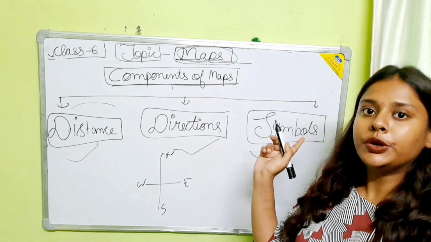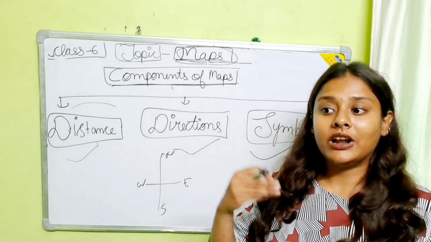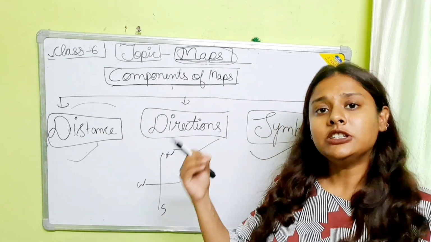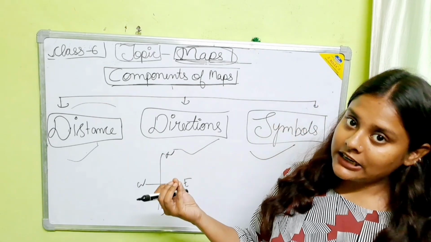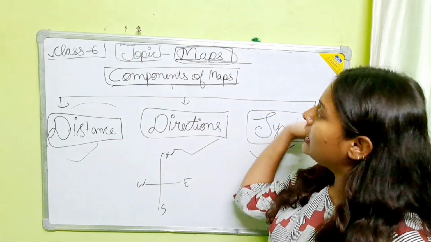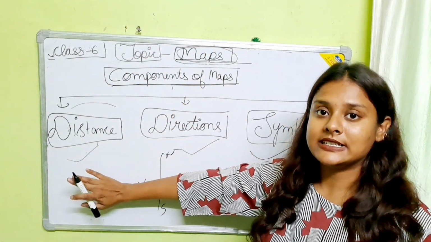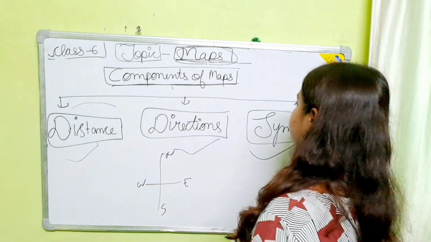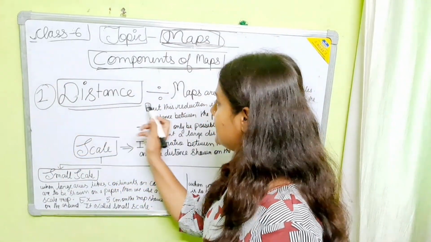I have shown you that in a map there are several symbols which show rivers, railway stations, metallic roads, non-metallic roads, everything can be shown through symbols. We are going to discuss symbols in detail. All three components of the map, we are now going to discuss in detail. The first component of a map is distance.